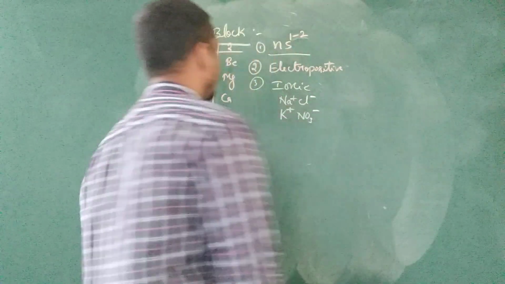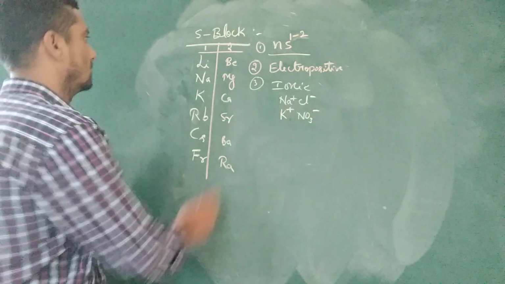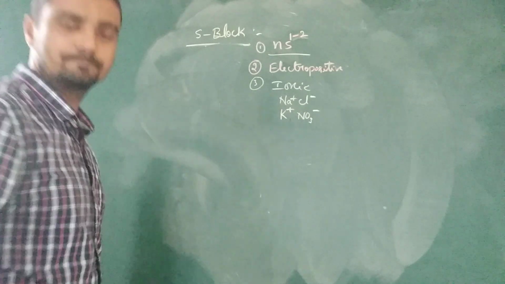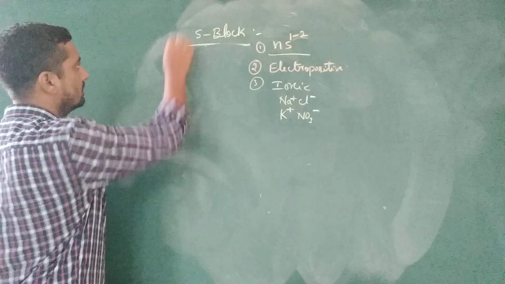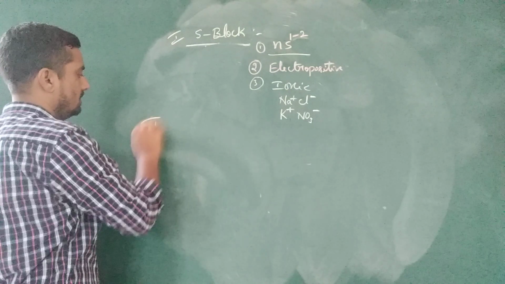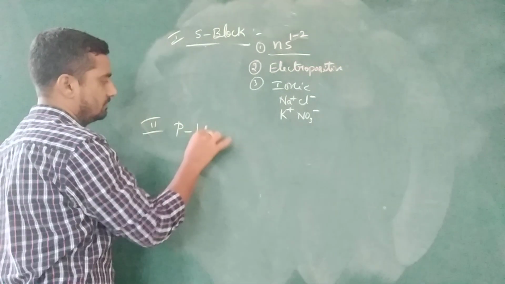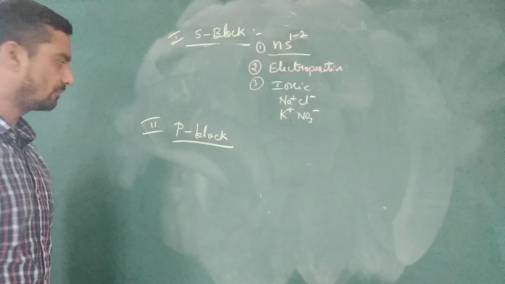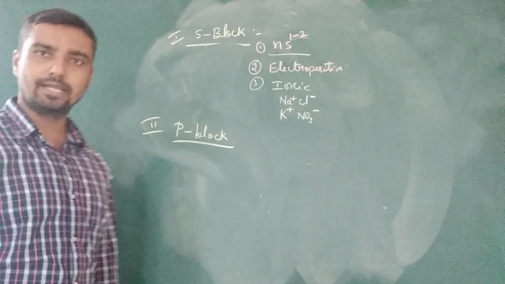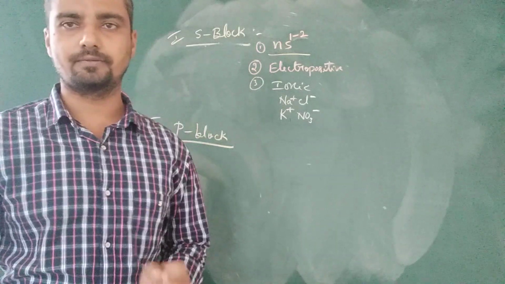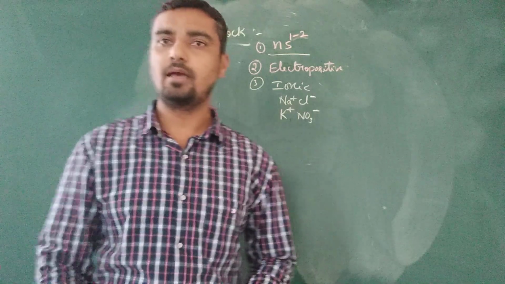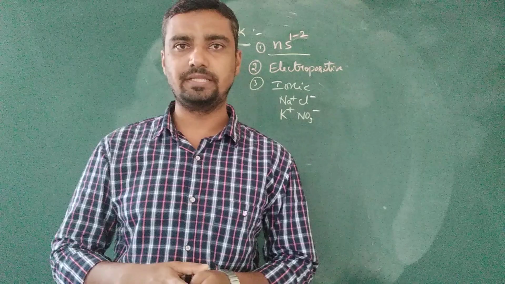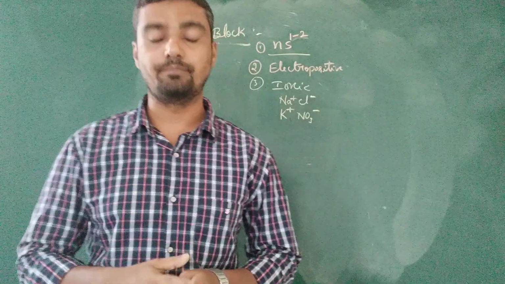Let's go to the next one, that is the P block elements. In the P block, the differentiating electron, the last electron, has entered into the p orbital. That's why these elements have been placed in the P block.